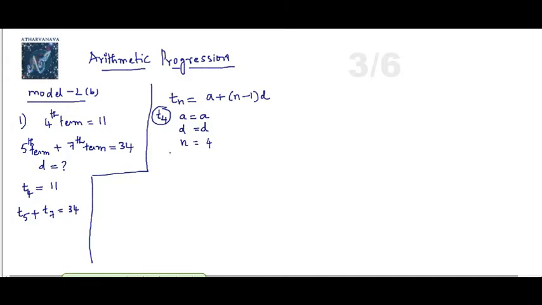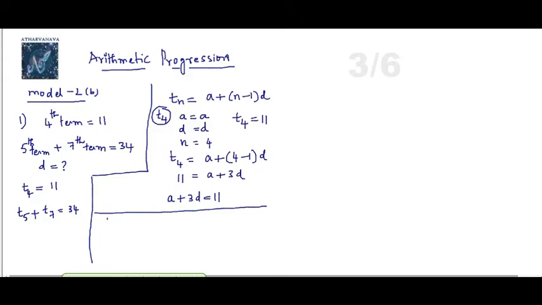Okay, so let's start substituting this. T4 is equal to A plus 4 minus 1 into D, which will become A plus 3D. Correct? But what is T4? He said T4 is equal to 11 itself. So I can substitute like this. I can also write A plus 3D is equal to 11. Isn't it correct? Right. Then this part is over.